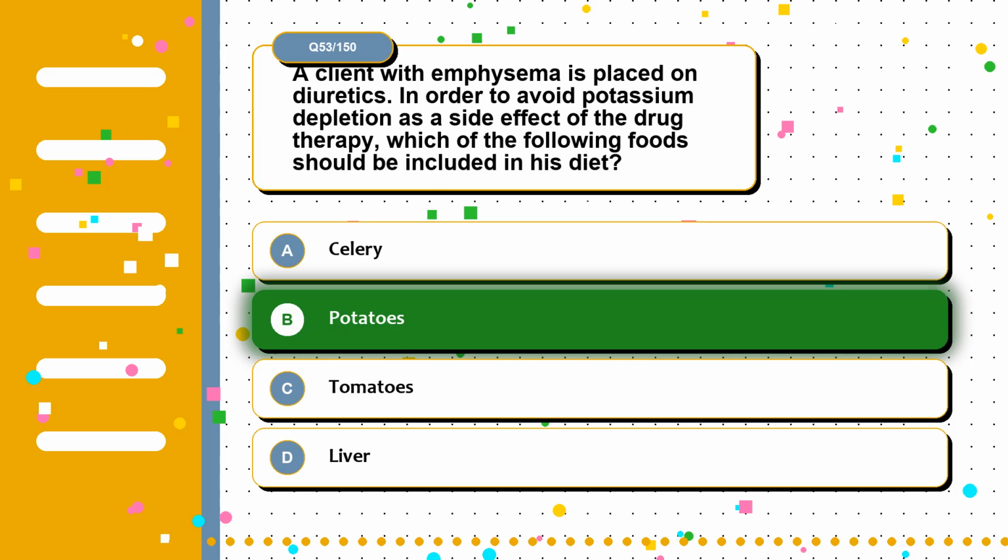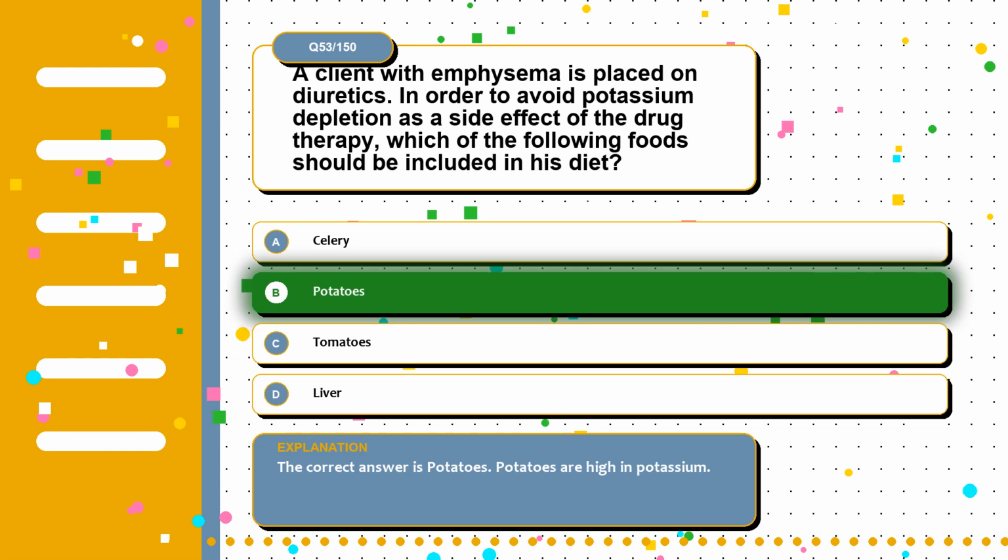The correct answer is option B, potatoes. Potatoes are high in potassium.